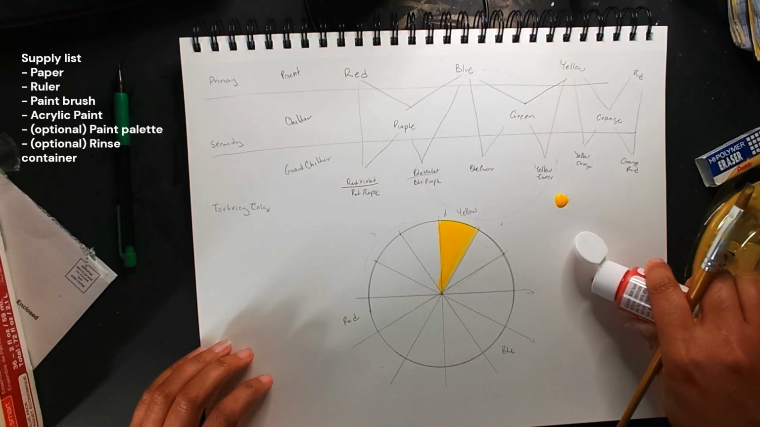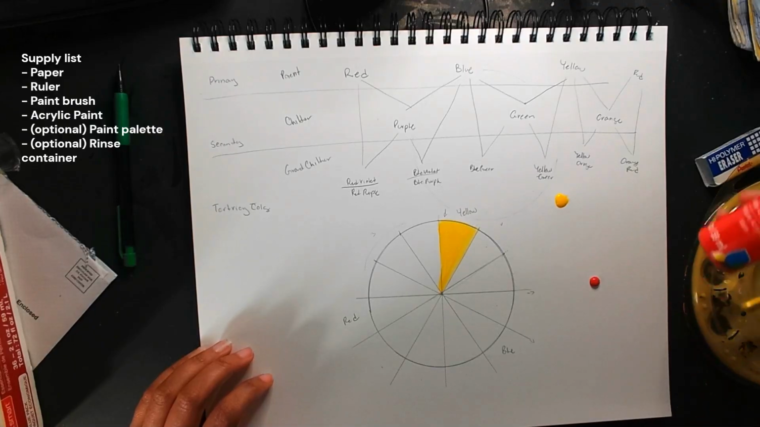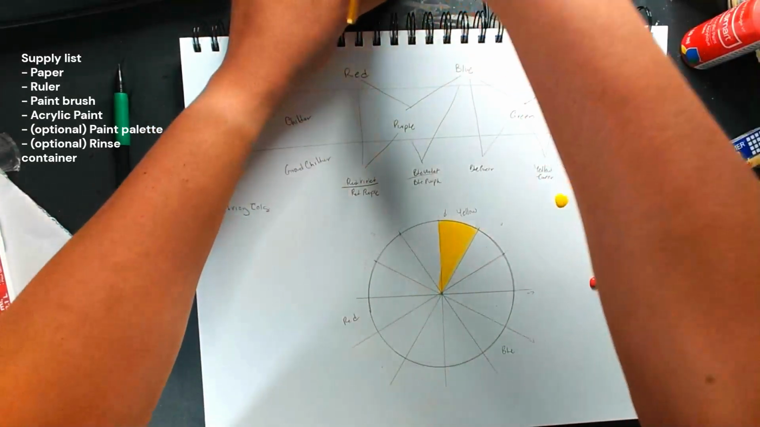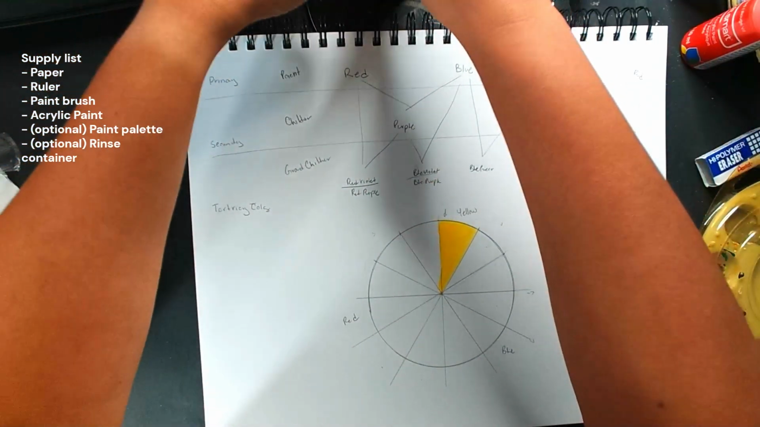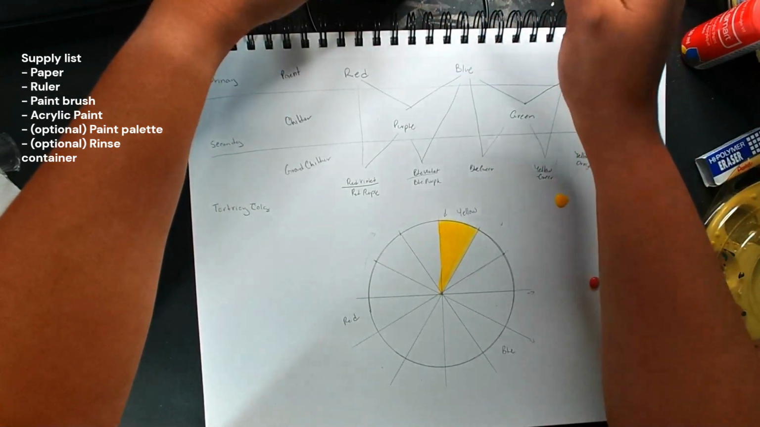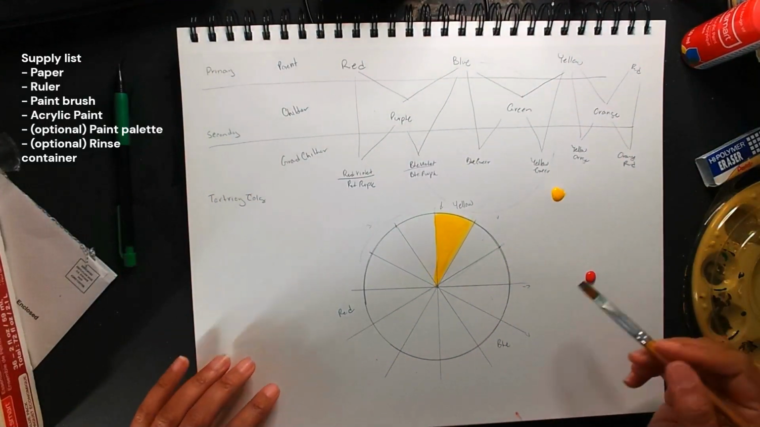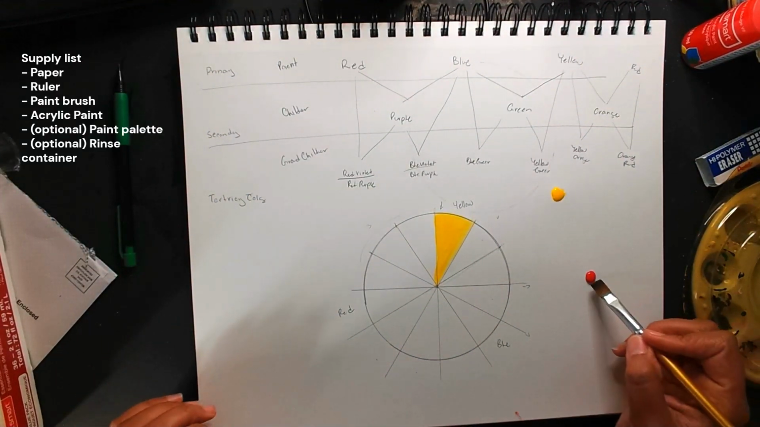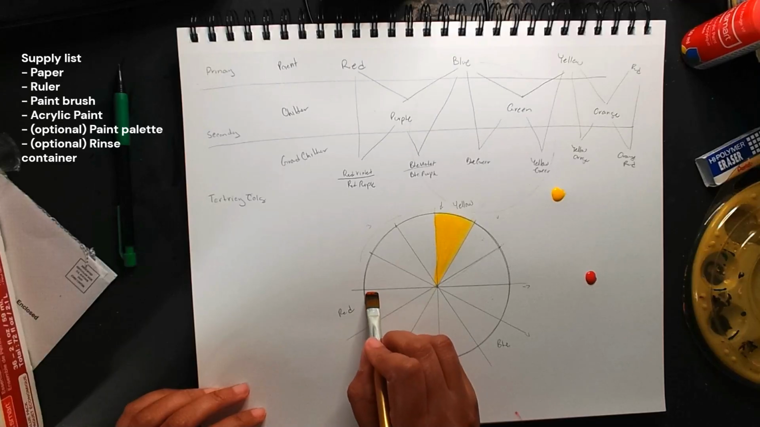Then I'm going to do red right here. And notice I'm just putting a dab because I grew up extremely poor. Paint was a luxury. So I do my best not to waste any paint. Make sure that that's dry. And then I am going to do red.